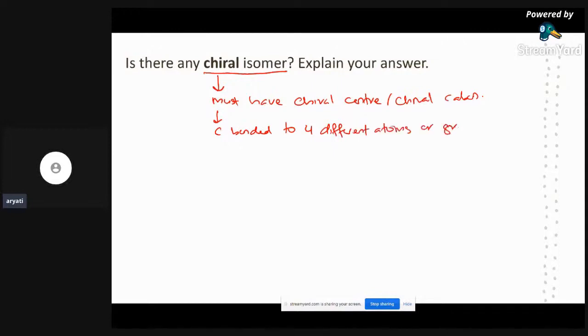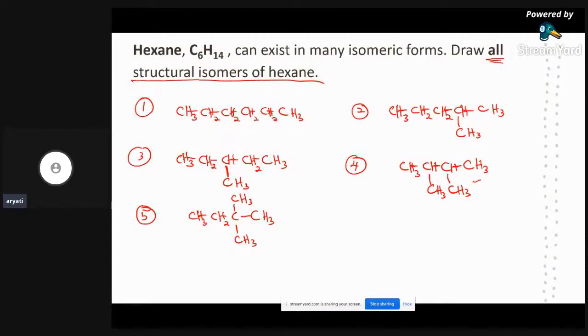ataupun group of atoms. Okay, so kita pergi check structure kita satu persatu. Okay, so ni C terikat dengan 3H, so this is not chiral. C terikat dengan 2 atom H, which is same atom, not chiral. So this is not chiral. Carbon terikat dengan 2H, not chiral. Carbon terikat dengan 2 atom H, not chiral. Carbon terikat dengan 3 atom H, not chiral.